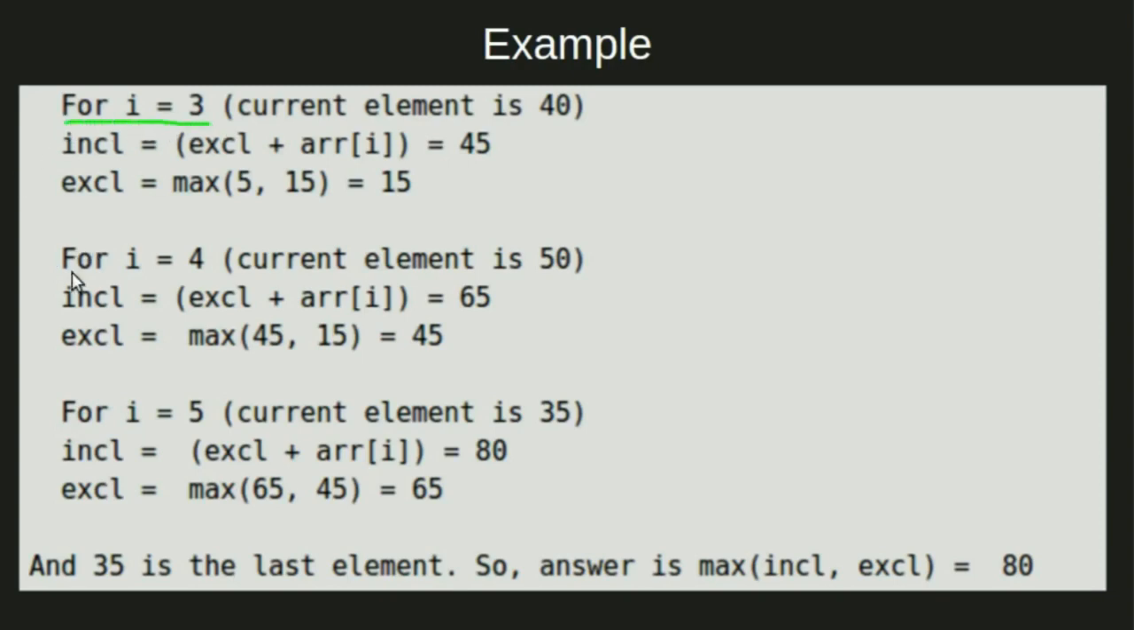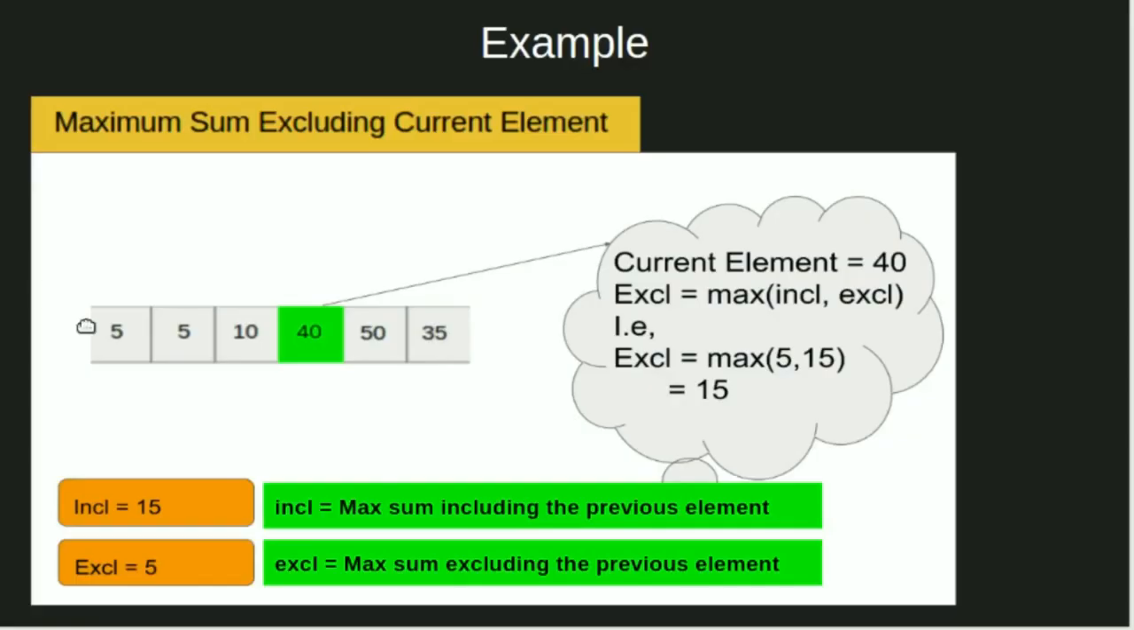Similarly, we will go one by one to every element of the array and maintain the values of include and exclude respectively. Our final answer will be the maximum of include and exclude in the last step, that is 80 and 65. And the maximum of 80 and 65 is 80. So our final answer will be 80. Now I will explain the formula.